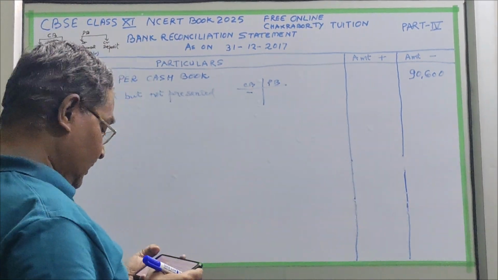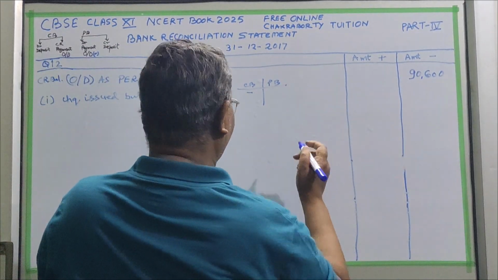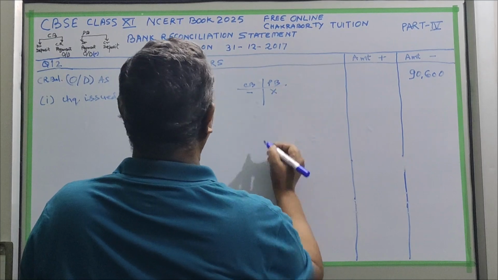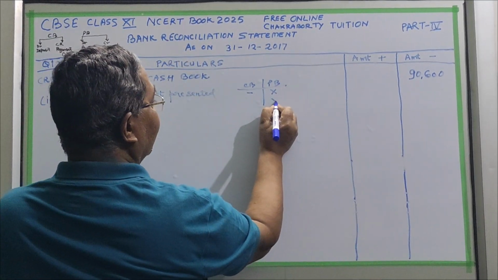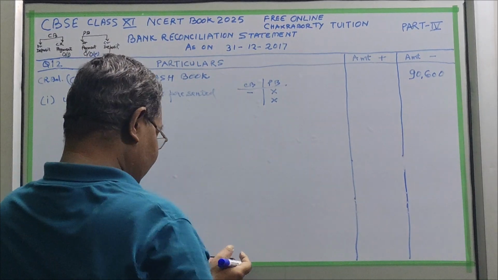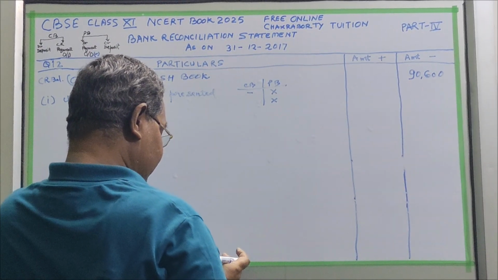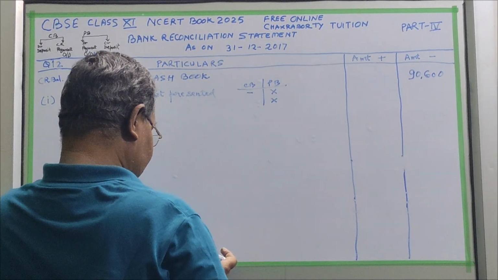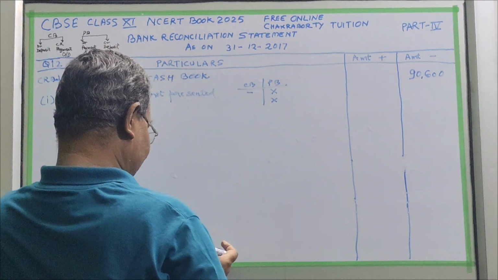But in the bank, not presented for payment, nothing was done. As per the cash book you are going, so you cannot suggest anything. What should the bank do now? What should the bank have done? The bank has increased. Now what should the bank do?